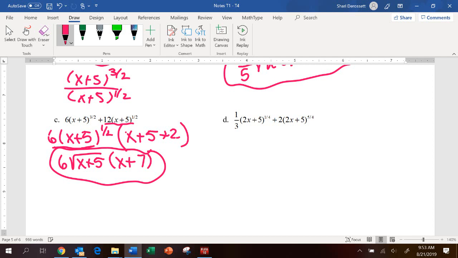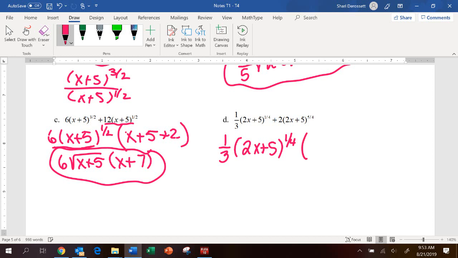Alright, last one. You guys know what we would factor out here? What did I say we have to factor out? The fraction. So we're going to factor out a 1/3. What about with the 2x plus 5? What power am I going to factor out? 1/4. Okay, so now we have this divided by exactly the same thing.